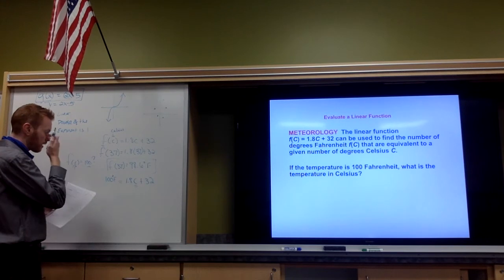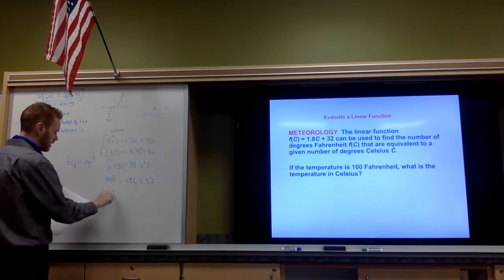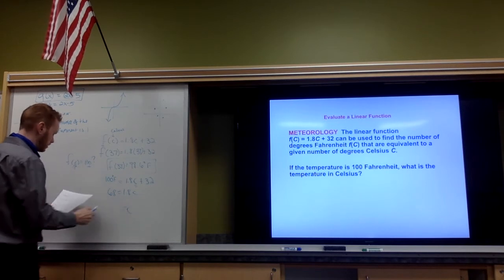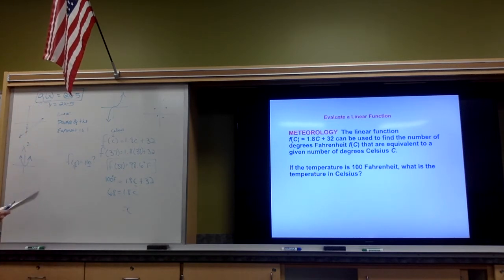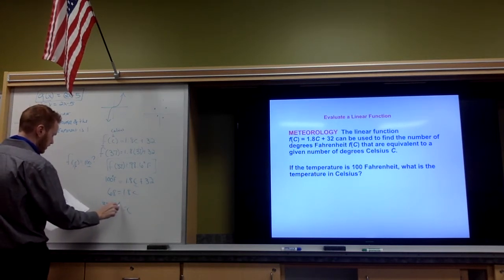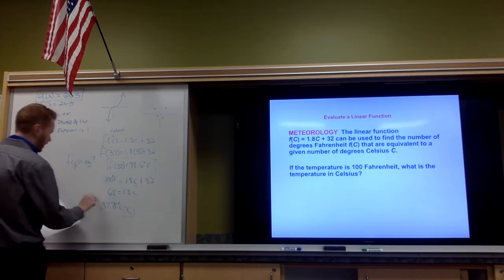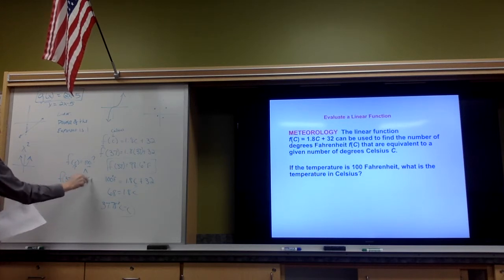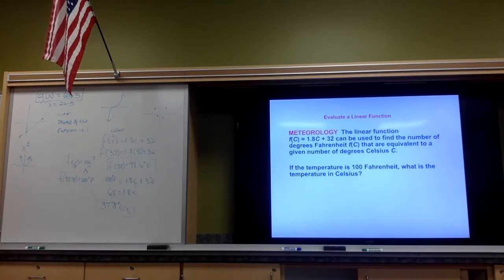Subtract 32 to the other side, so I get 68 equals 1.8 degrees Celsius. Divide both sides by 1.8. We get 37.78 degrees Celsius. For that guy, f of 37.78 gives me 100 degrees Fahrenheit. That's my final result.